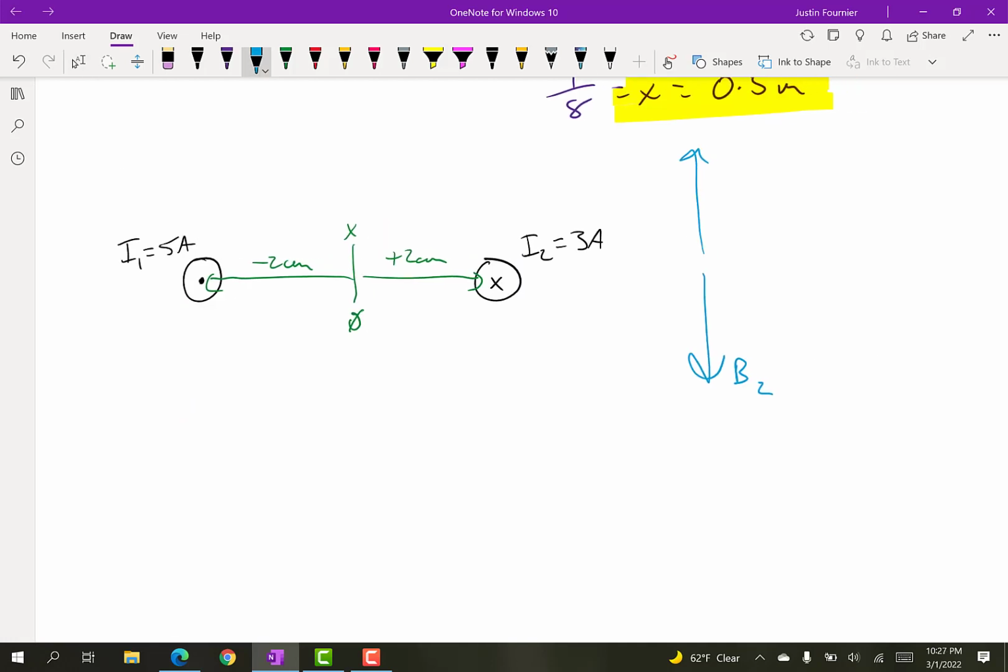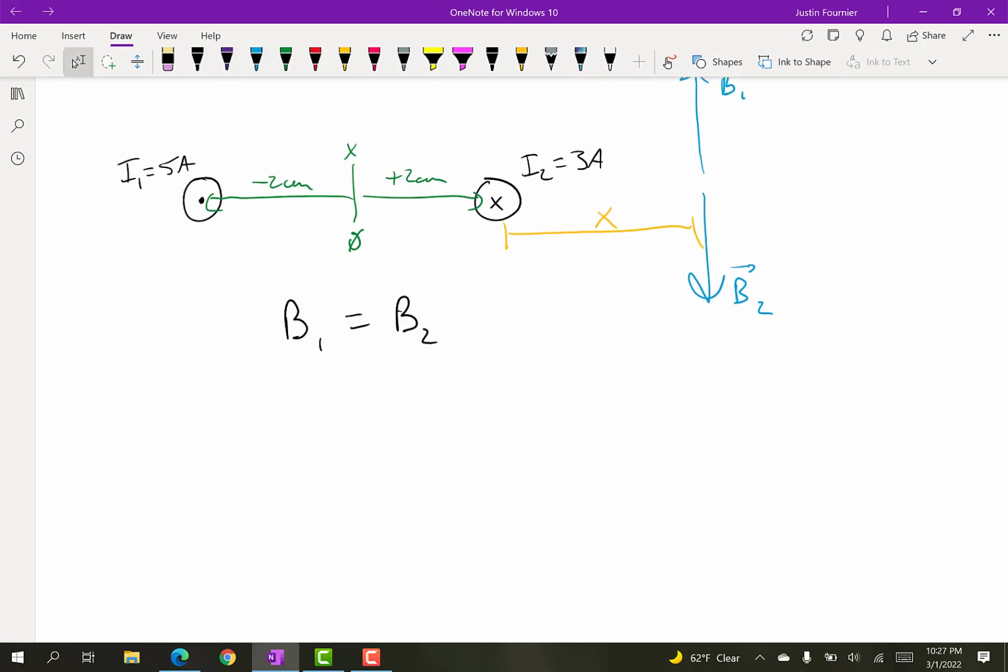So the magnetic field due to 2 would be pointing down, and the magnetic field due to 1 is going to be pointing up. So again, I'm going to call this distance x and see what I can get here. Again, I want the magnetic fields to be equal to each other. Magnetic field 1 is equal to magnetic field 2. I'm going to plug in the equations that we got last time. So mu naught times current 1 divided by 2 pi r1 is going to equal mu naught times current 2 divided by 2 pi r2. Again, mu naught cancels out and 2 pi cancels out.